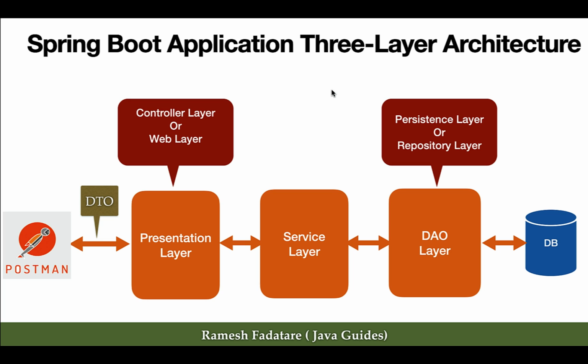So 3-layer architecture is one of the commonly used architecture patterns in a Spring Boot application to organize the code base and separate the concerns. For example, whenever we create a Spring Boot application, we will create 3 packages with respect to 3 layers. For presentation layer, we create a controller package, and within a controller package, we keep all the Spring MVC controllers. Next, for service layer, we will create a service package, and within that we keep all the interfaces and classes related to service. Next, for DAO layer, we will create a repository package. Within that we will keep all the Spring Data JPA repositories.